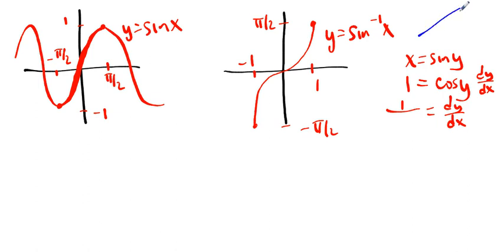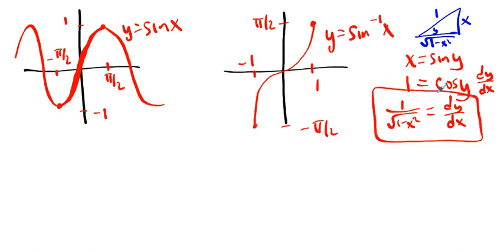So we imagine a right triangle where x over 1 is the sine of y. Well, the cosine of y is adjacent over hypotenuse. What's adjacent? The Pythagorean theorem says it's radical 1 minus x squared. And so the cosine of y is adjacent over hypotenuse, and that's radical 1 minus x squared, and that is the derivative of the inverse sine function.